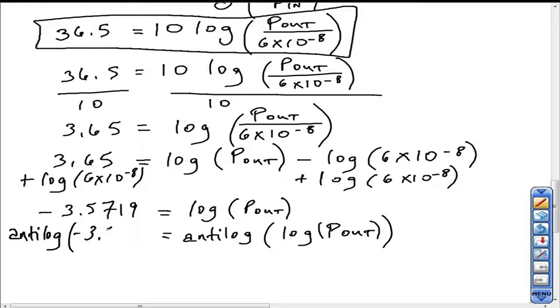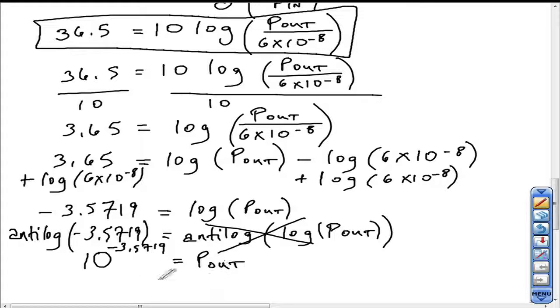negative 3.5719. The anti-log of the log, remember that cancels. That's how you break into the function. Out pops your output power. And on this side, the antilog of negative 3.5719 is the same thing as 10 raised to negative 3.5719. So let's figure out what that is. In other words, your output power is this guy. Let's go ahead and evaluate that.